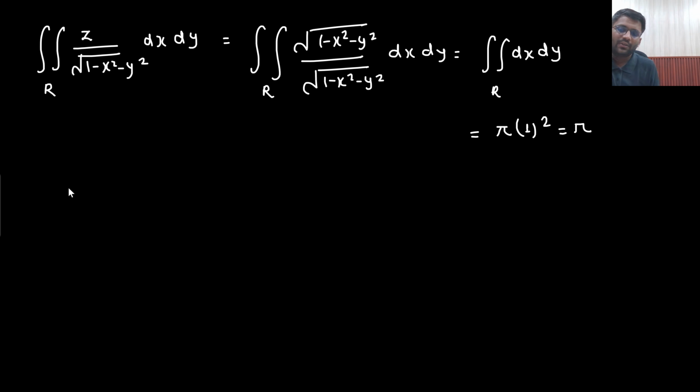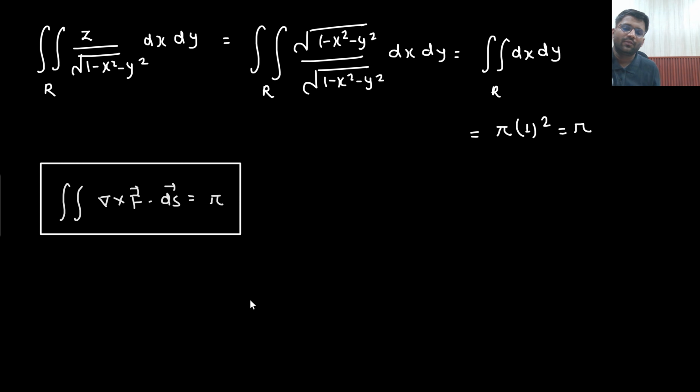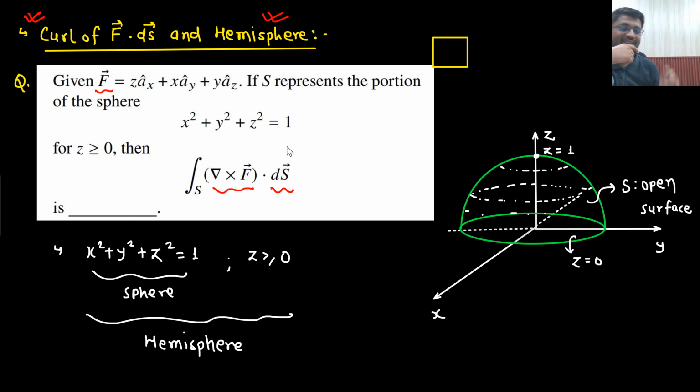After doing all the calculation, what we are getting is that del cross F dot dS is coming out to be pi. This is how this question was supposed to be solved. Will you be able to solve it in the examination hall? This is a GATE PYQ. In the exam hall, will you be able to solve it in this manner? Absolutely not. I will not be able to solve it, sir.